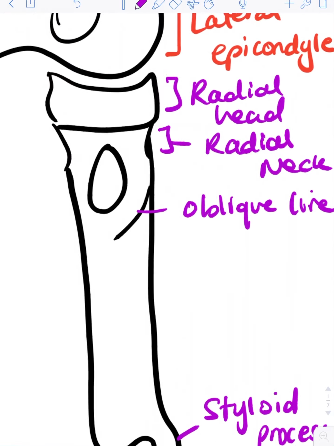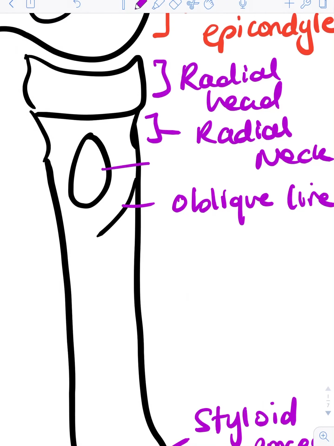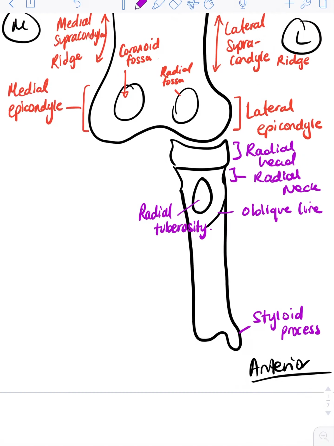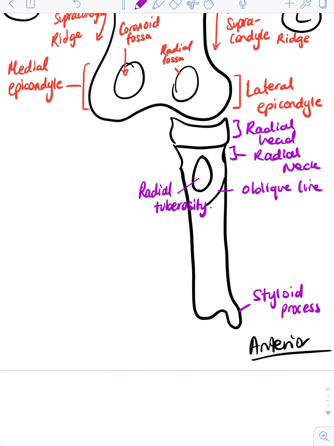We have this little bony protuberance over here. And this is going to be our radial tuberosity for the insertion of the biceps brachii tendon. Okay, now articulating medially with our humerus is going to be the ulna.